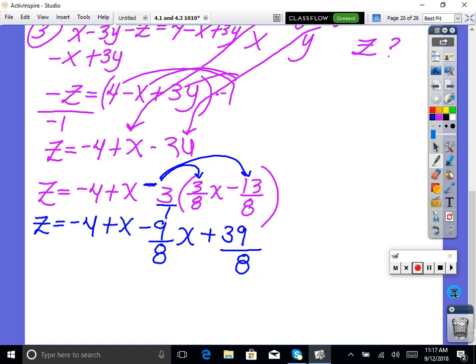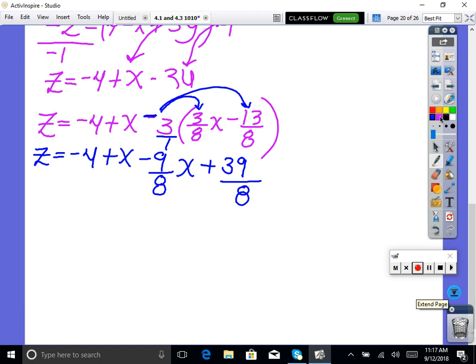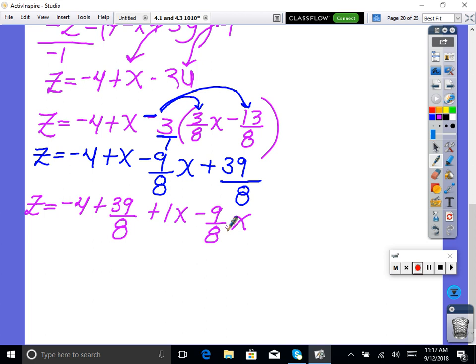We can't stop there because we have to combine like terms. Numbers can be added with numbers, x's can be added with x's. So we have z is equal to, aren't we going to be adding up negative 4 plus 39/8? And then we're also going to be doing plus 1x minus 9/8 x. Okay, we need to get a common denominator and put these together. Now why do we have to do it by hand? Because our calculator doesn't have the math enter thing.